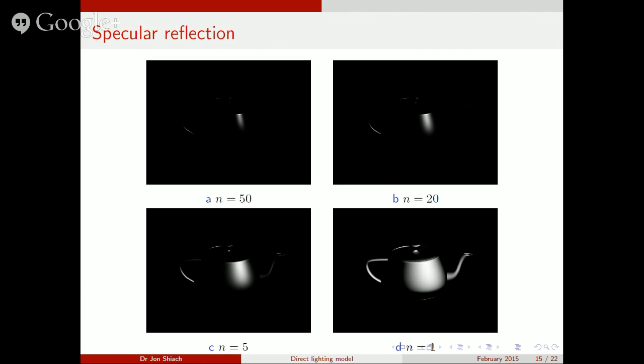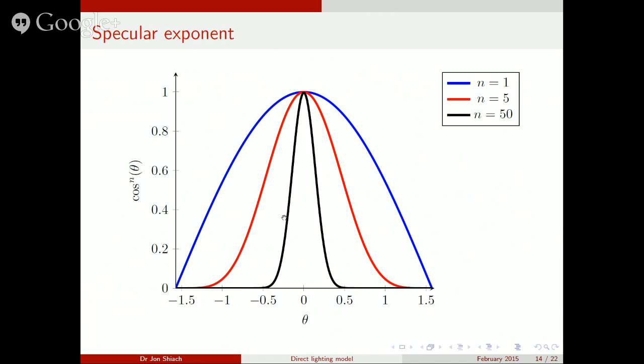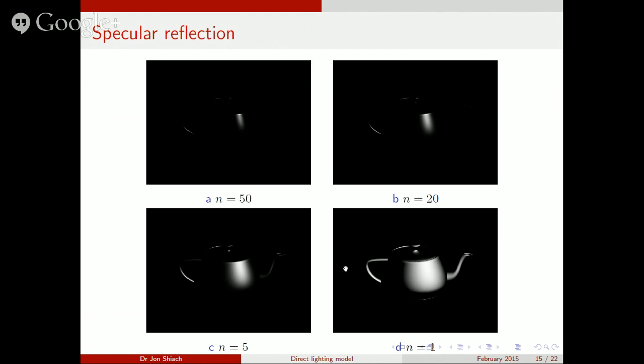Okay, so what we have here is different values for n. Now when n was 50, we've got a very narrow band of light. So you can see here, I've set n equals 50. Where I've got specular light bouncing back towards my eye, I've got a very narrow band of specular reflection there. And I've reduced the value of the exponent. So n is 20, so you've got a bit wider.